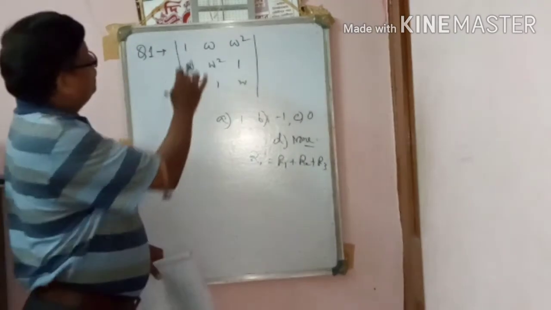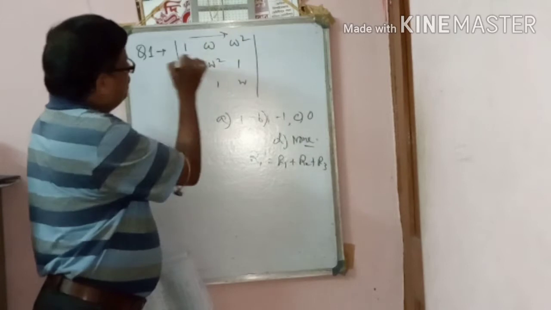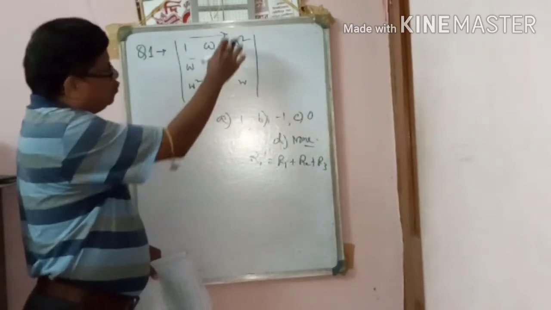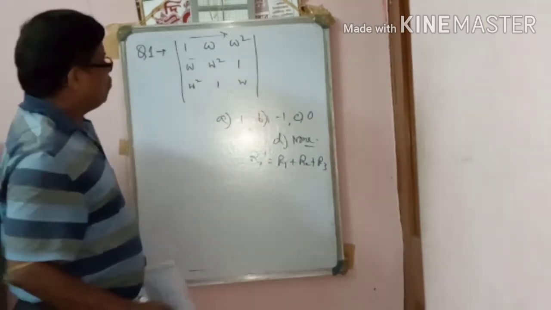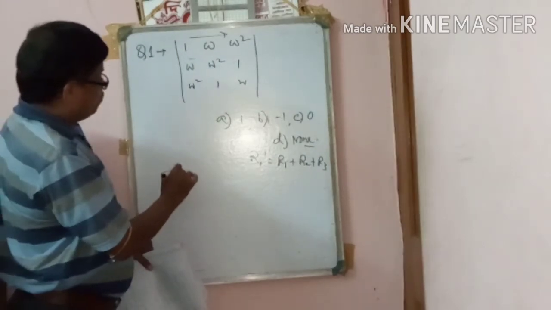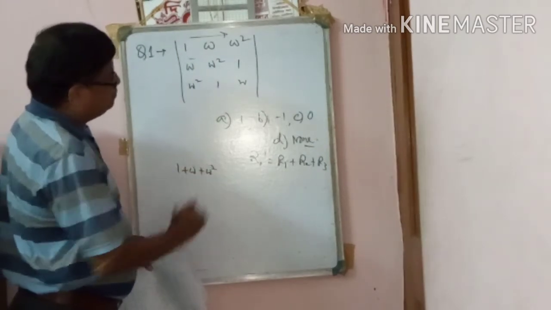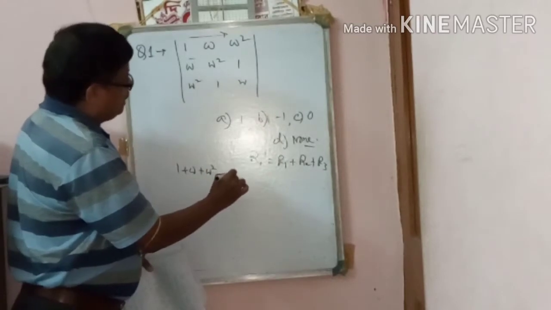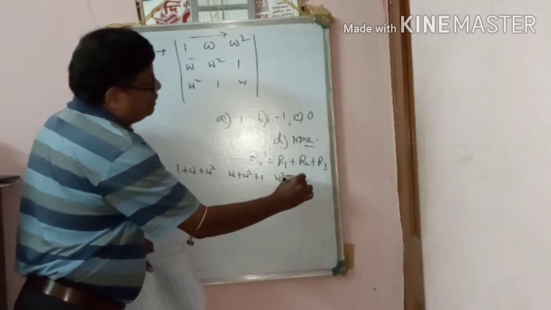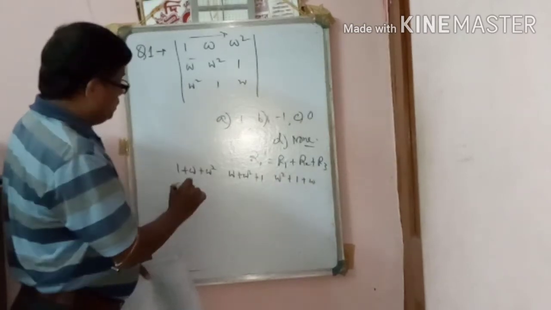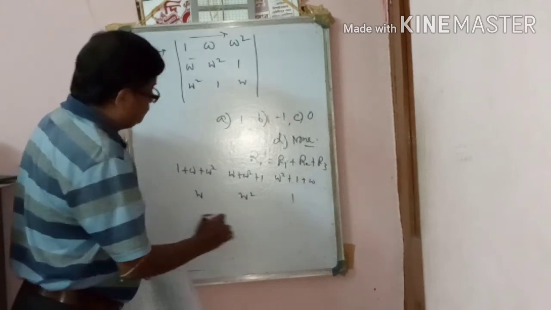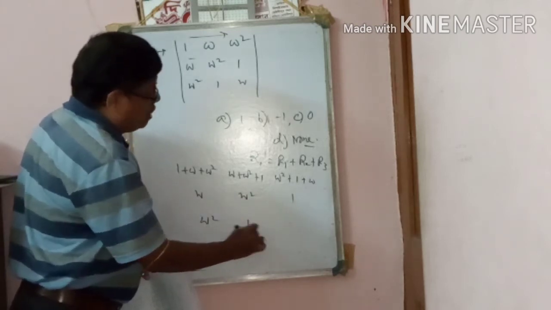This is R1, R2, R3, and this is C1, C2, C3. R1 dash means this row changes. So you can write 1 plus omega plus omega square here, also omega plus omega square plus 1, and here omega square plus 1 plus omega. The second row has no change.